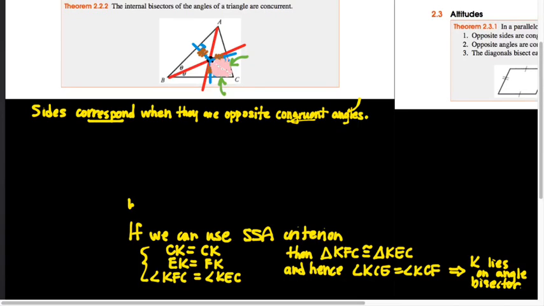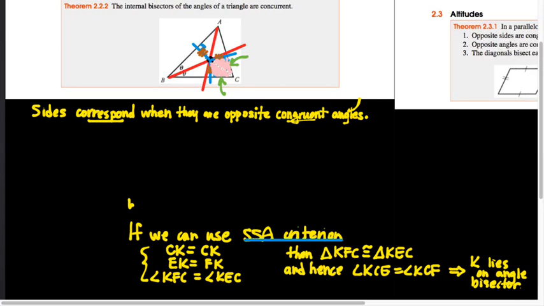We can do so if we can use an SSA congruency criterion. When we get down to the final part of this proof, ASA isn't enough anymore, because the side which we know is congruent is not the side which joins our two corresponding angles. Instead, we have two connecting sides and then an angle which is only adjacent to one of those sides to work with. So we have SSA.